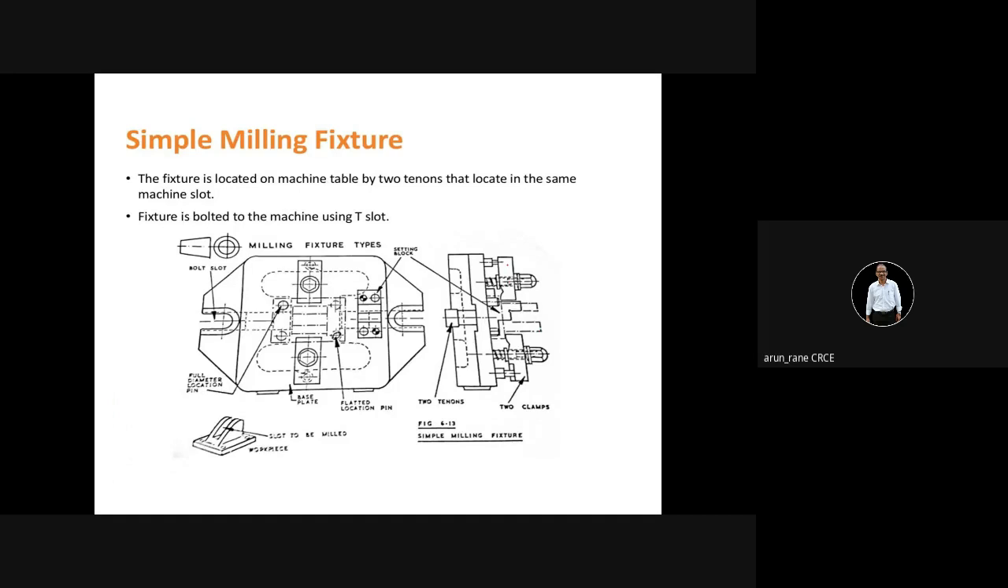So ये आपका एक clamp है. This is another clamp. So two clamps. These clamps are seen here in this view. That is this. This is a clamp. और ये भी आपका clamp है. ठीक है.